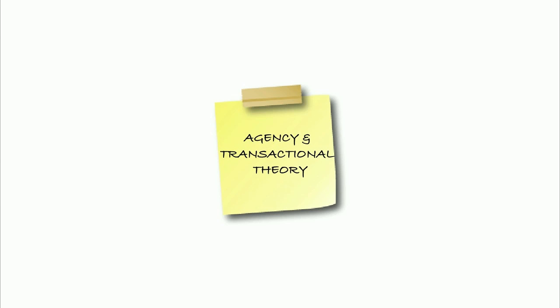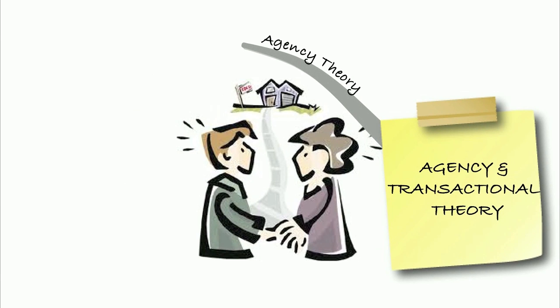So we're really still in our introductory phase to corporate governance, and we're bringing in some of the key areas that we need to consider when we look at corporate governance and corporate governance codes. So the first of these is agency theory.